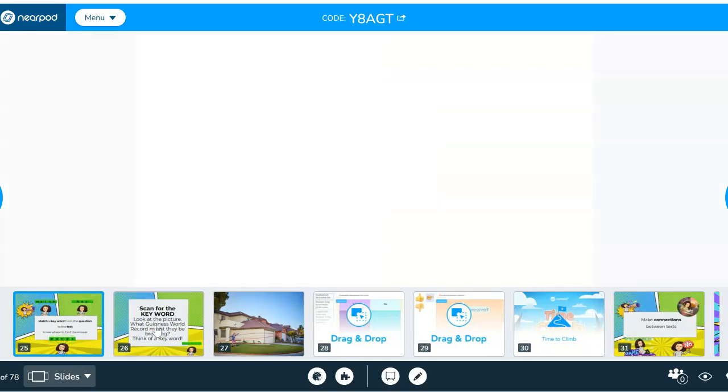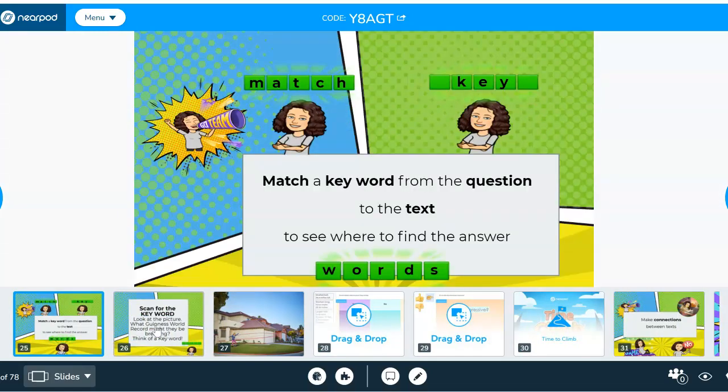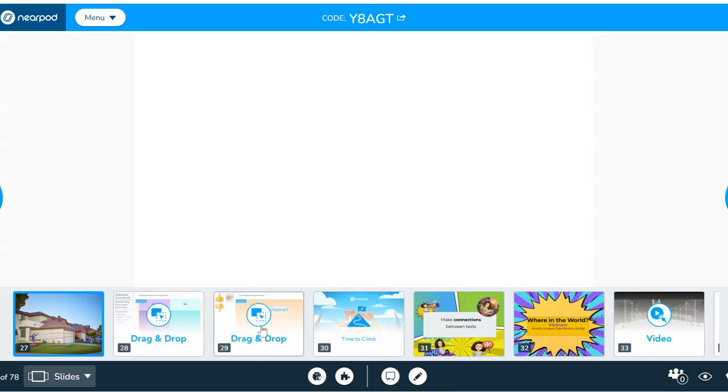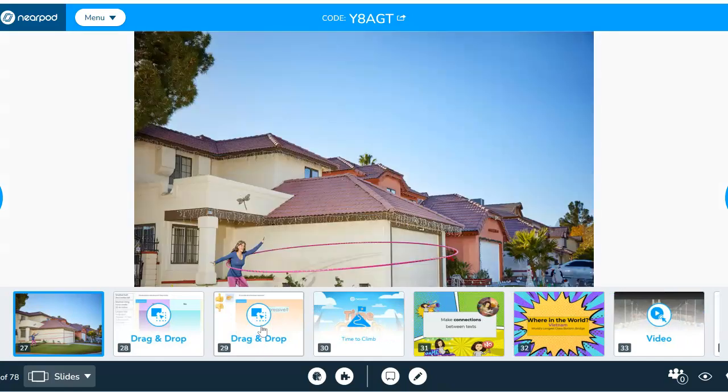You have your visual prompts to start off with for the first success criteria, and we've got matching a keyword from the question to the text to see where to find the answer. So I might just show you down along the bottom because you can actually see the reel. You've got a prompt: scan for the keyword, look at the picture, what Guinness World Record might they be breaking, think of a keyword. And this is where they look at a picture of somebody achieving a Guinness World Record, and they have their thoughts about what they think the keyword would be in the text. They're obviously going to choose hula hoop for this one.